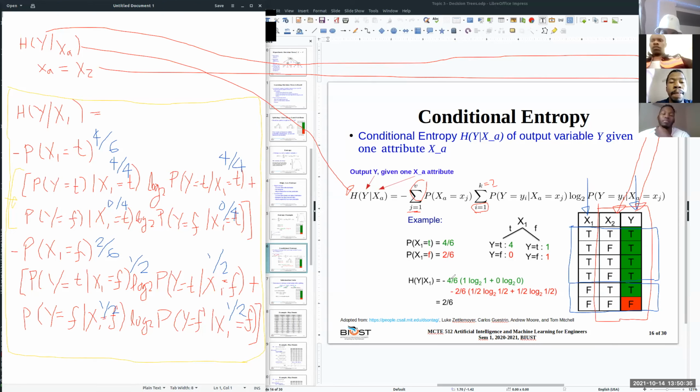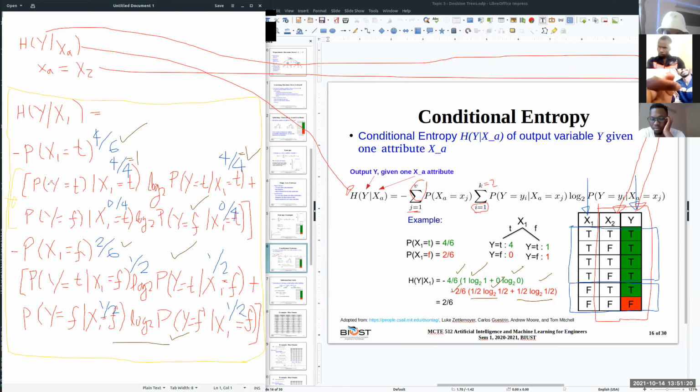Then we check against here. This is 4 over 6. That's correct. This is 2 over 6. That's correct. Then 1 log 2 of 1, so this is 1. That's correct. And this is 0 log 2 of 0. The second part is 1/2 log 2 of 1/2, and then the other part is 1/2 log 2 of 1/2, like that. Any questions? So that's how you get the conditional entropy of one attribute.